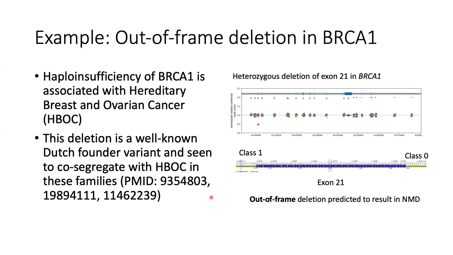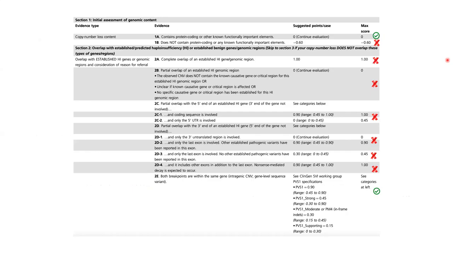So let's go through a metric and see how this works. Okay, so, does it contain a protein coding gene? Yes. Then we continue. Complete overlap with a haploinsufficiency gene? No, it doesn't encompass the entire gene. Then we continue. Is it involving either the 3' or the 5' UTR? No, it is within the gene. So we can skip all of this. And then we go to 2E, and then we have to see where this falls. So yes, it is within 2E.